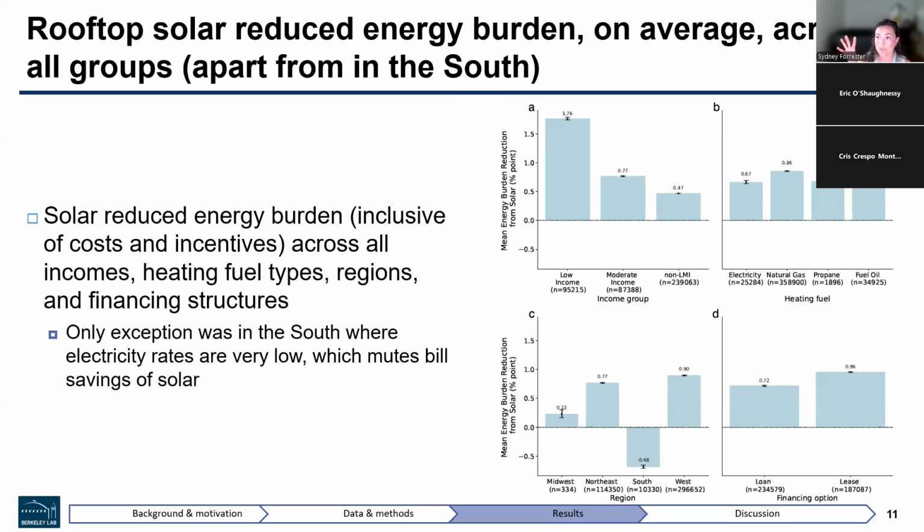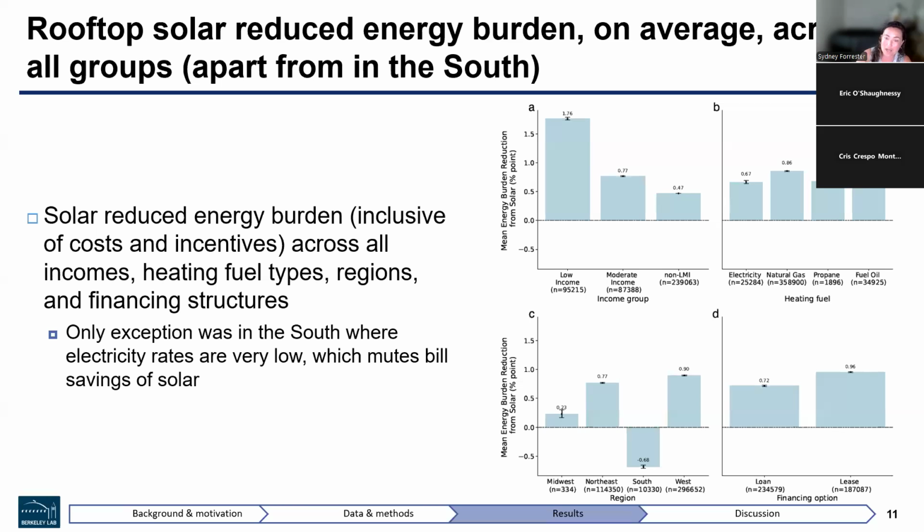So these are 4 of the groups. I'm not going over the year of adoption. That's the one grouping that is not in this presentation, but it is in the actual report itself. So again, you can see here that every bar except one is in the positive direction. And this just goes to show that solar reduced energy burden across all groups, except for the South, which we'll get into for that specific slide in a moment.